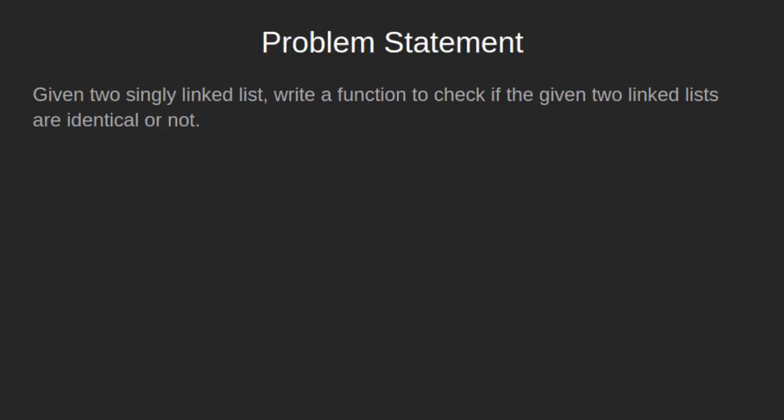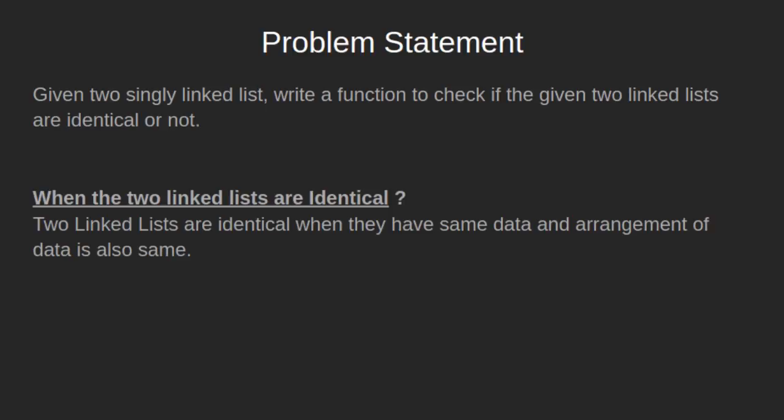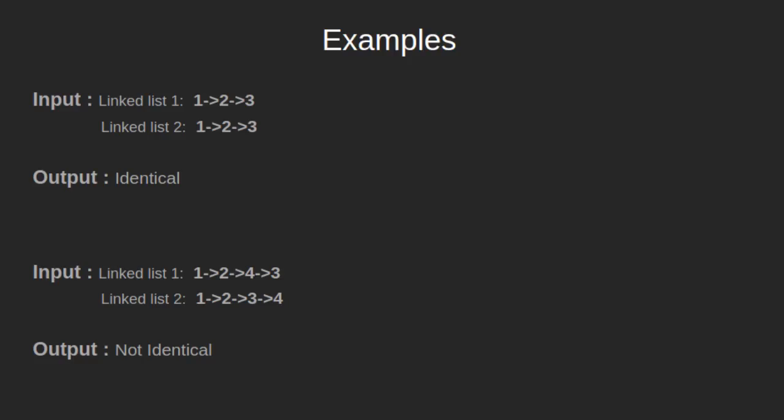First, let's see when two linked lists are said to be identical. Two linked lists are identical when they have the same data and the arrangement of data is also the same. Let's see some examples. In the first example, we have given the first linked list as 1, 2, 3 and the second linked list as 1, 2, 3. Since both linked lists have the same data with the same arrangement, the output will be identical.